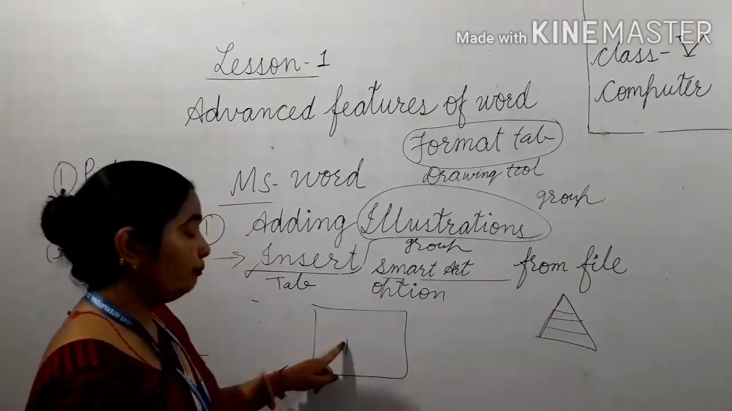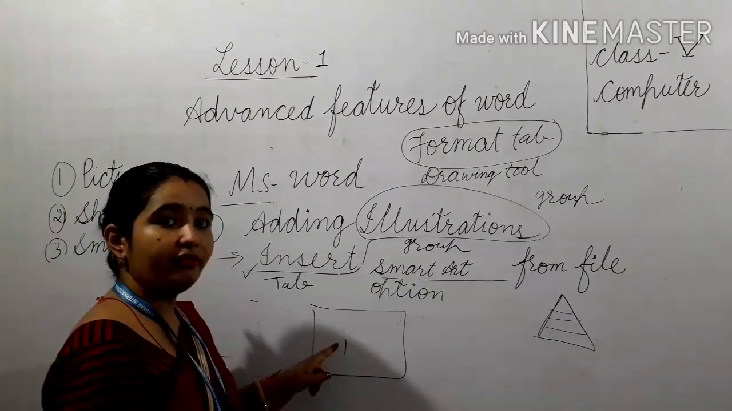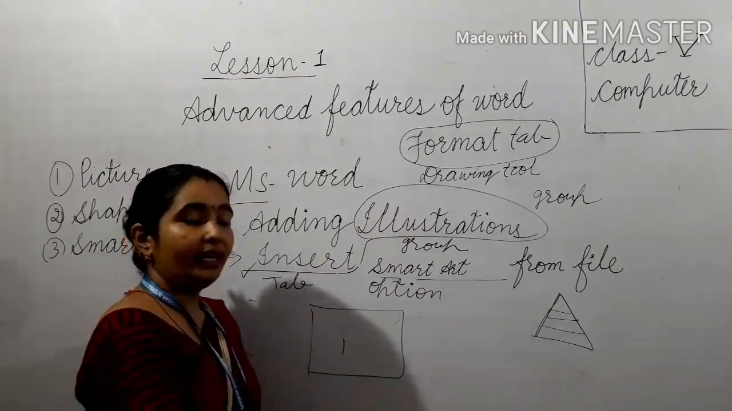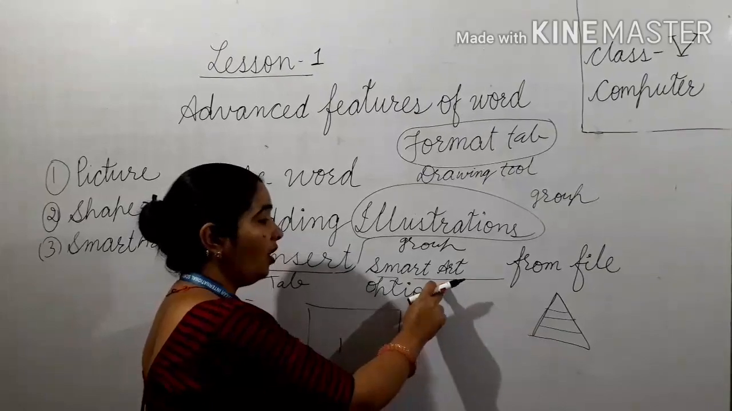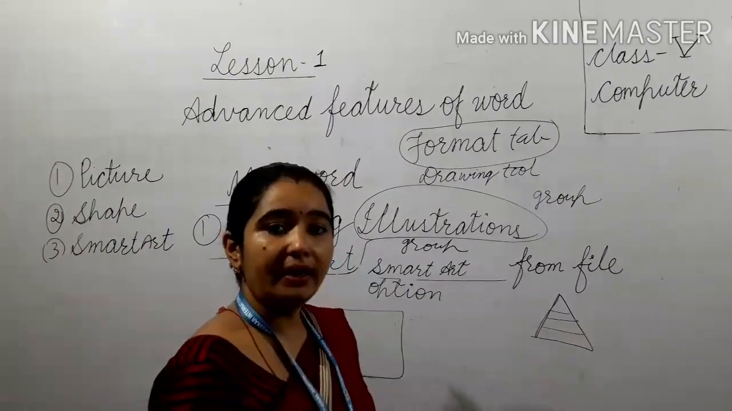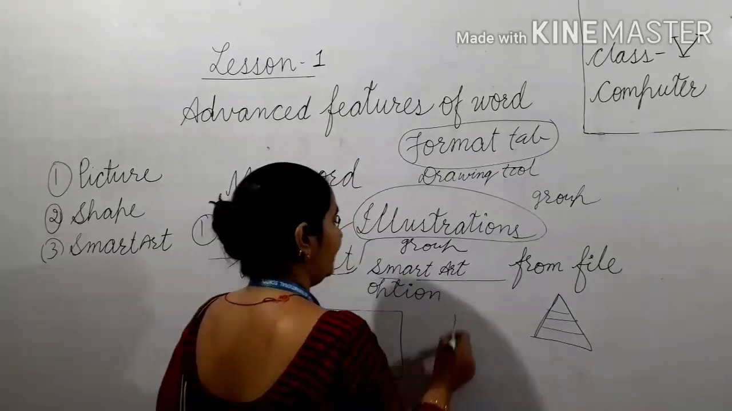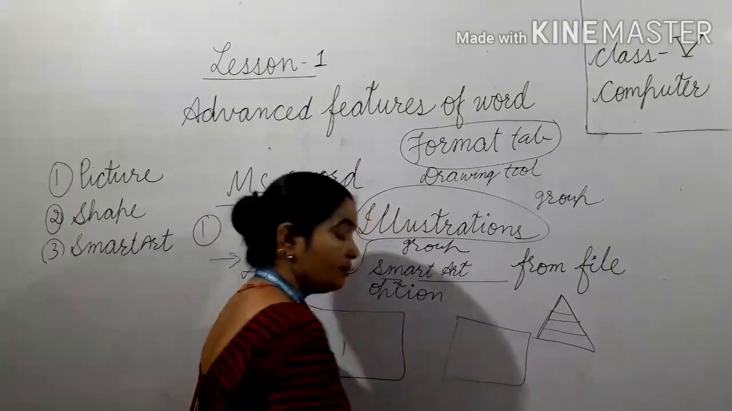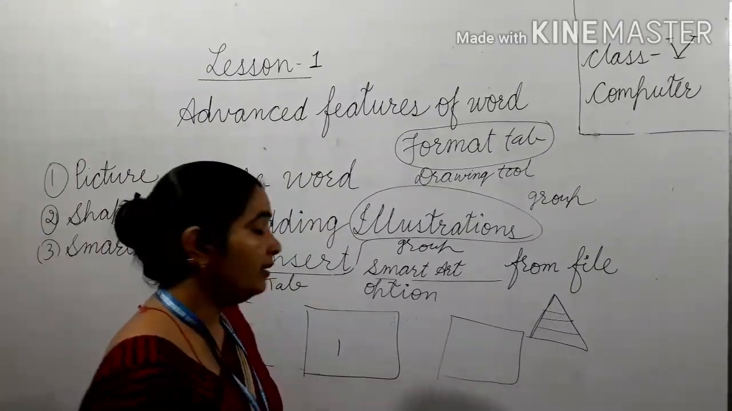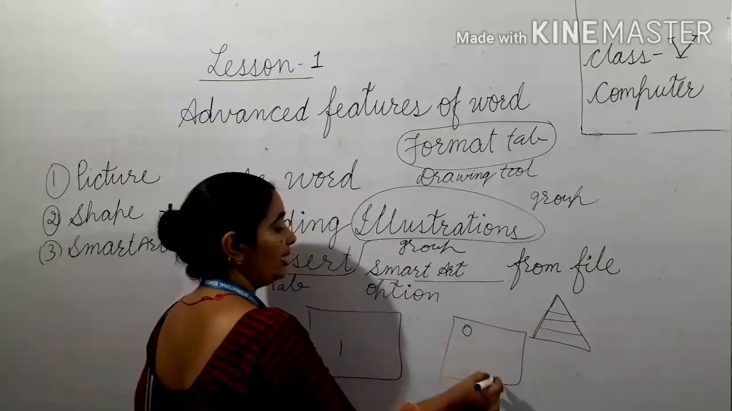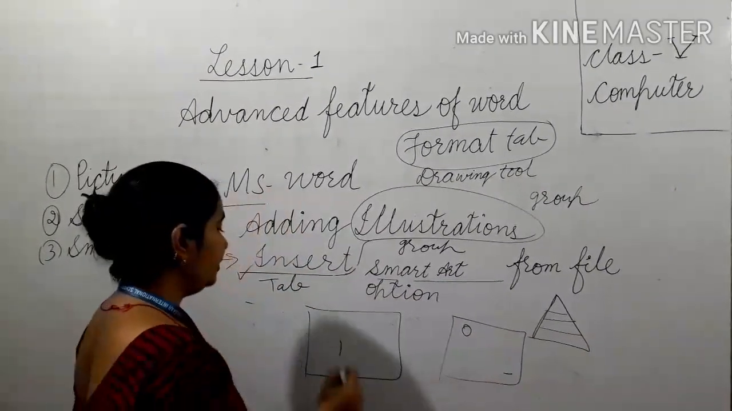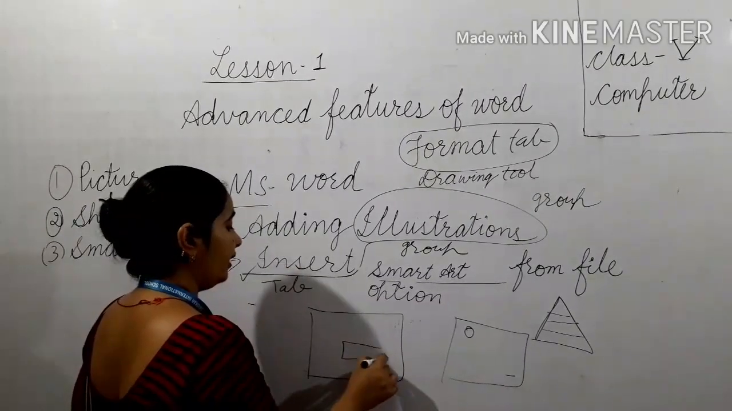First of all, we will put our cursor on the place where we want to insert it. Then insert tab, illustration group. After that you have to click on the smart art. When you select the smart art option, you will get different types of smart art options. Select which you need, and while clicking or double clicking on that, you will get your smart art graphic inserted.